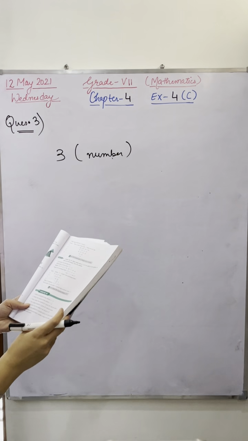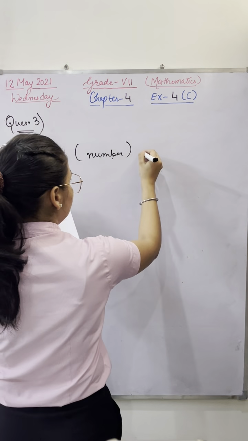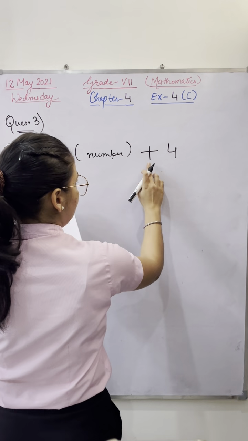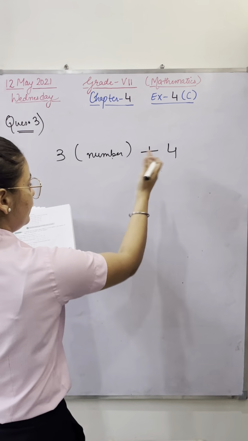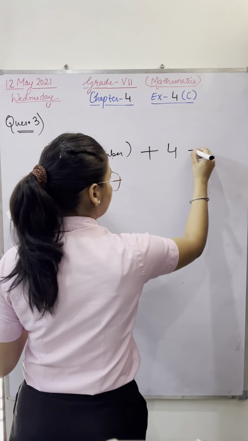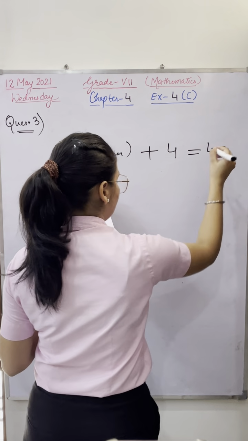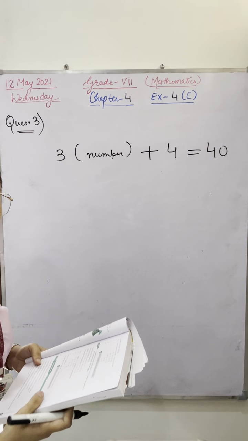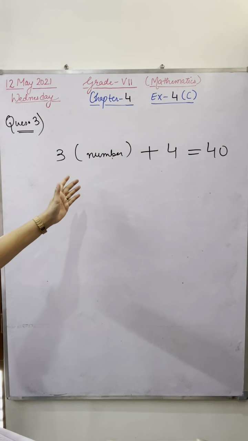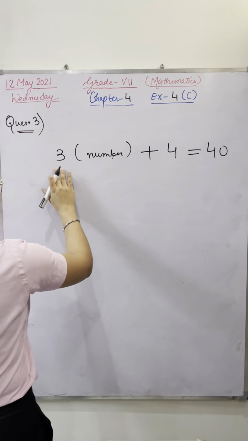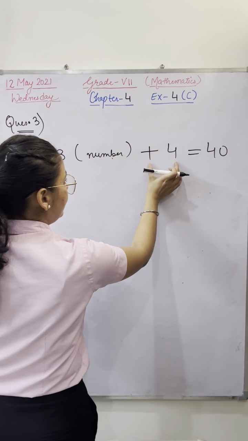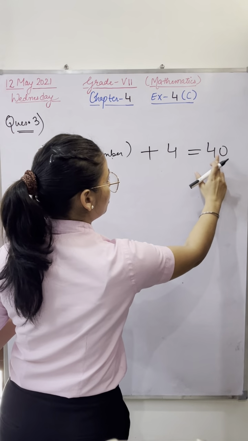Three times a number when increased by 4. When increased means added with 4. Increased by 4 gives 40. It will give you 40. We have done such kind of question earlier also. Right? Okay. The question is: thrice of a number when increased by 4 will give you 40.